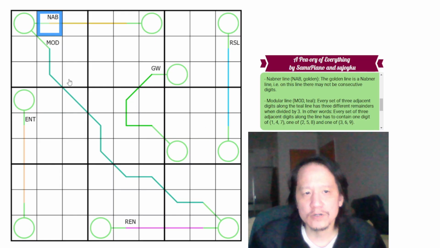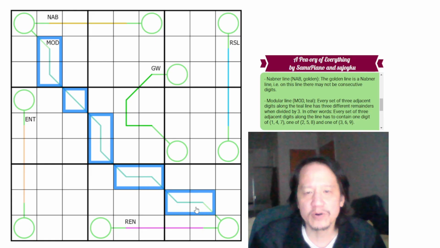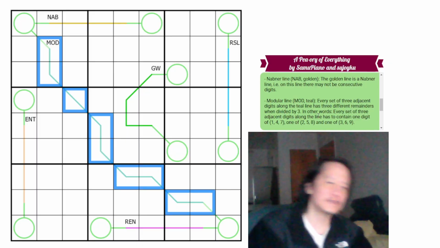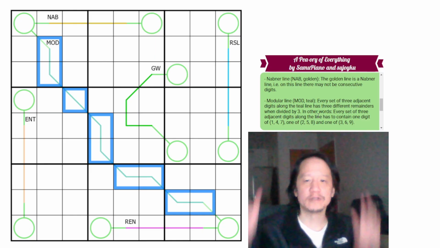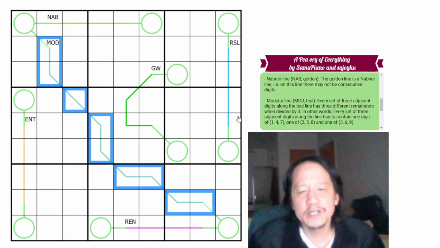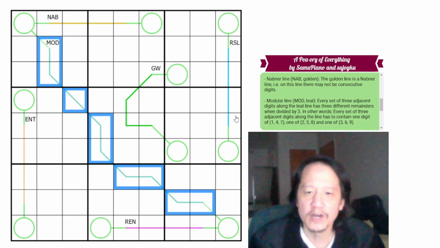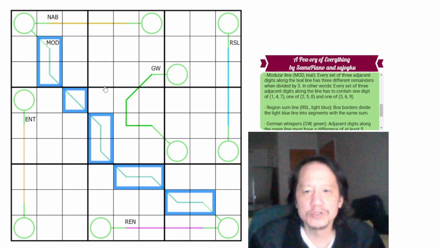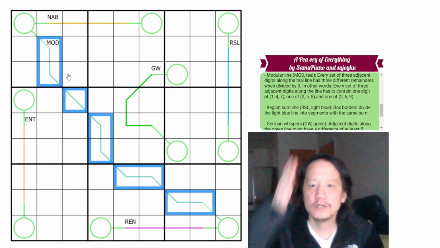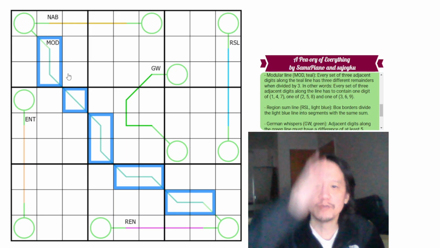Modular line, teal. So that's this long one. And remember, the circles are never part of this constraint. Actually, they're not even part of technically the P lines. They're just the endpoints. Every set of 3 adjacent digits along the teal line has 3 different remainders when divided by 3. In other words, every set of 3 adjacent digits along the line has to contain one digit of 147, one of 258, and one of 369.